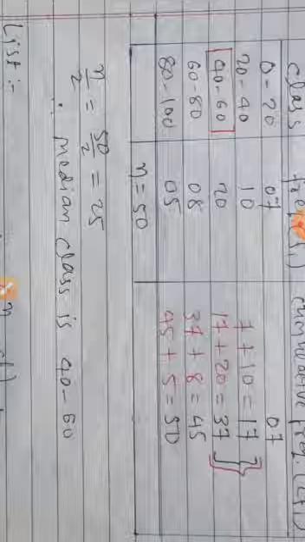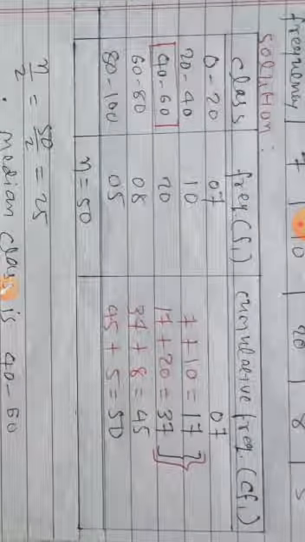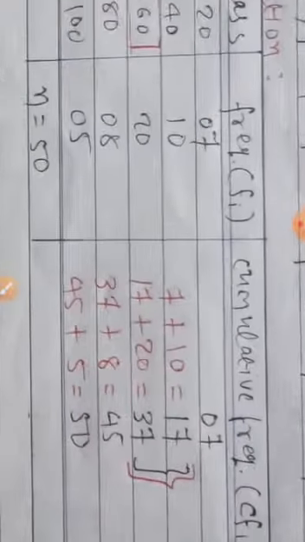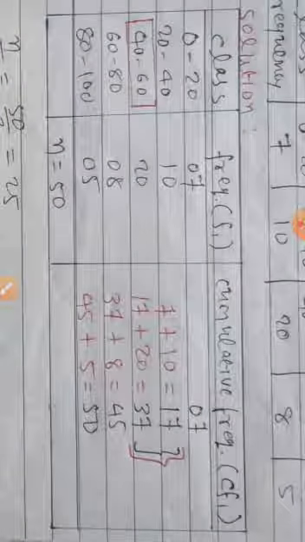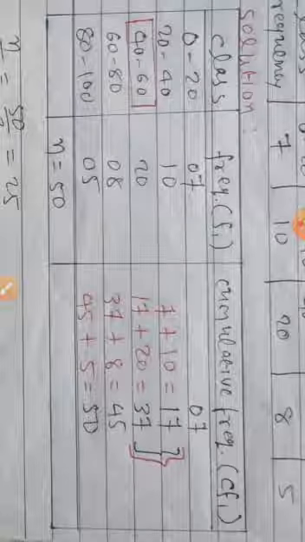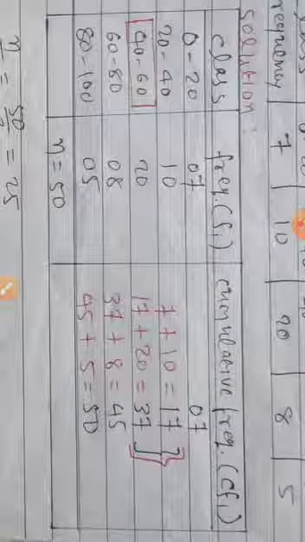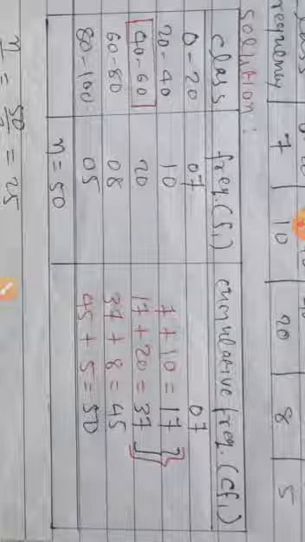So for that purpose, first of all find n by 2. Here n is 50, so 50 by 2 equals 25. So the median class is located, 40 to 60. Now how to find the median class? We have to look for 25 in the cfi column. Now look at the cfi column. There are 7, 17, 37, 45, 50. Nowhere is 25 seen. So what to do? Instead of 25, look between which two numbers 25 lies.